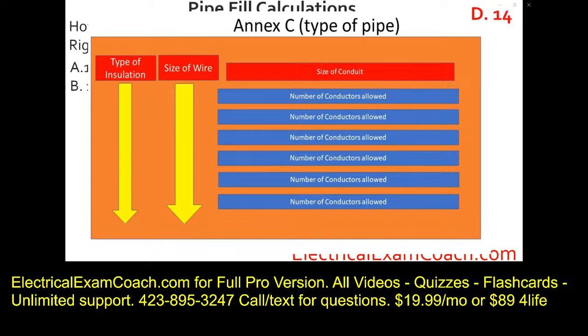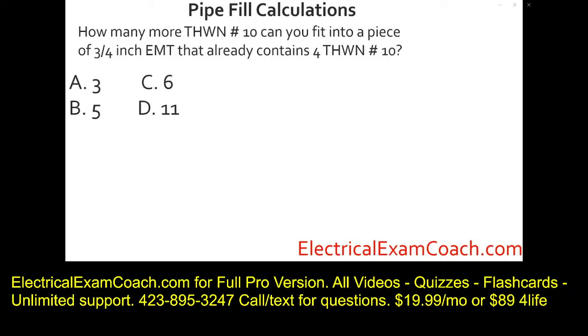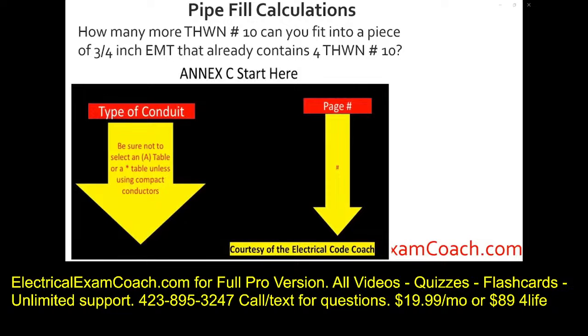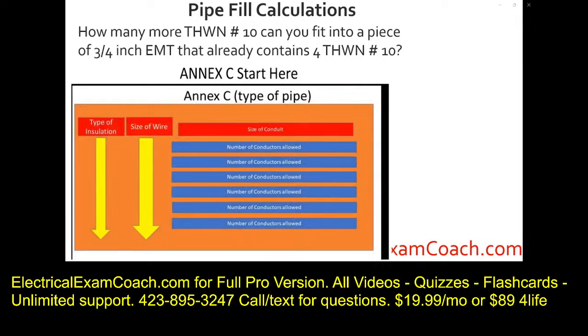Great job. How many more THWN number 10 can you fit into a piece of 3/4 inch EMT that already contains 4 THWN number 10s? The first thing we're going to ask ourselves, are they all of the same type and insulation? They sure are. So let's head to Annex C. When we get there, we're going to start on the left-hand side and find our type of conduit, being sure not to select an A version of the table. Then we cross over and find our page number. When we get to the actual table, we're going to read the black bold heading to make sure we're in the right table.